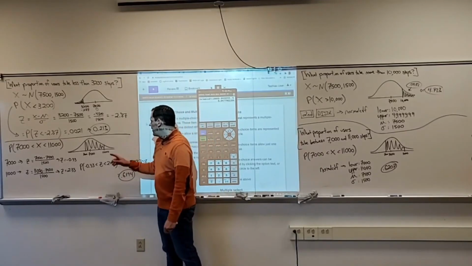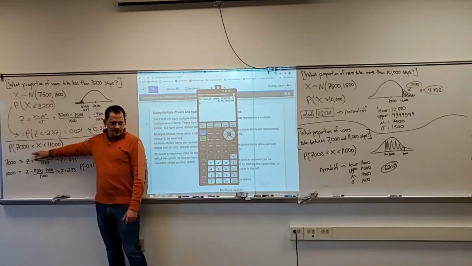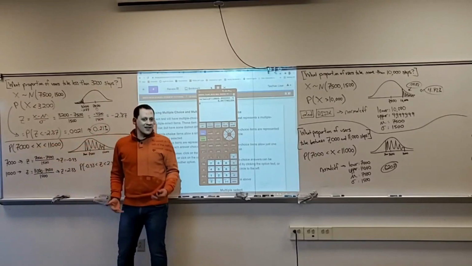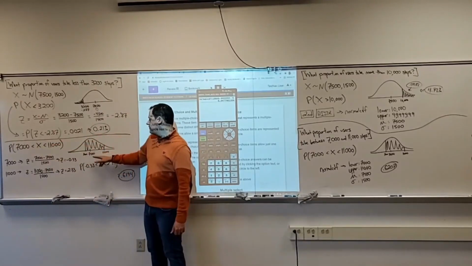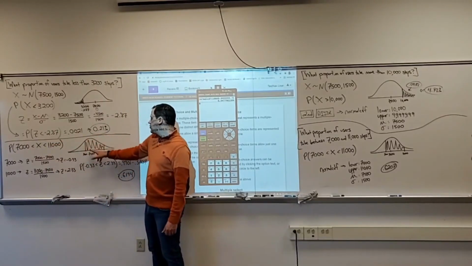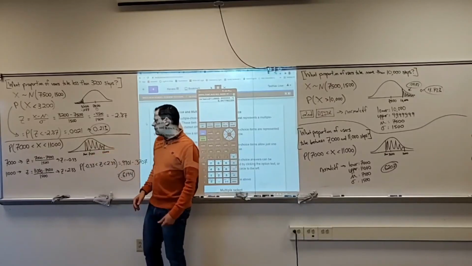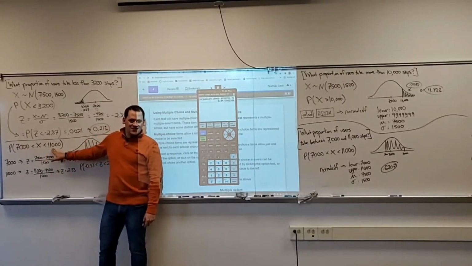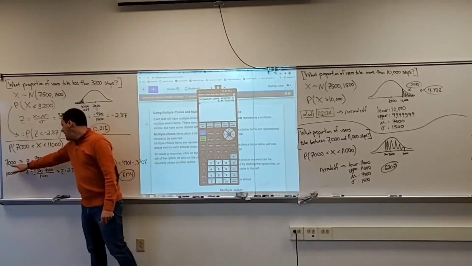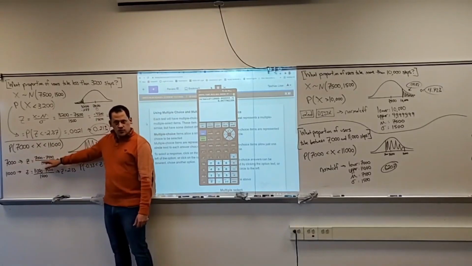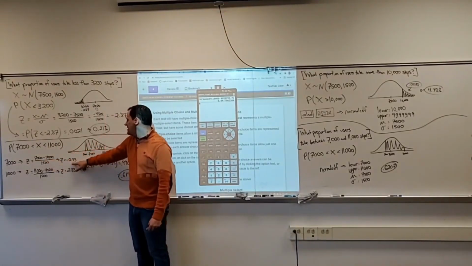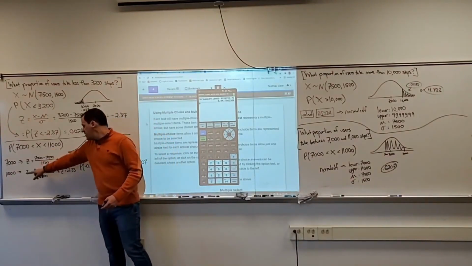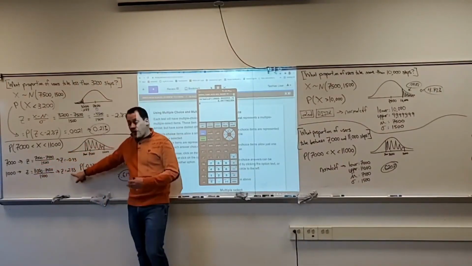Here we go. So our probability statement here, we want to know the probability that x is between 7,000 and 11,000. So we draw our curve, 7,500 in the middle, shading from 7,000 to 11,000. We're going to need to find z-scores for both of these step numbers. So for 7,000, we find our z-score, we plug in these numbers, and we get z equals negative 0.33. We find our z-score for 11,000 steps this way and get positive 2.33.